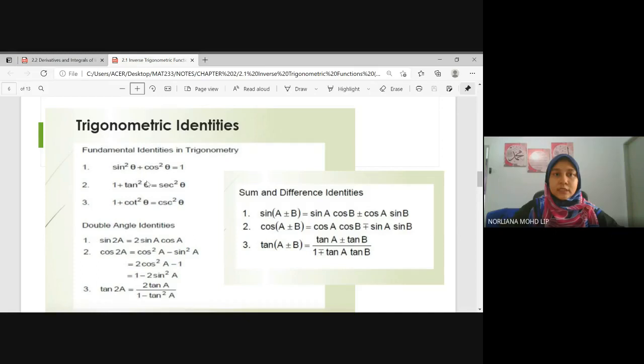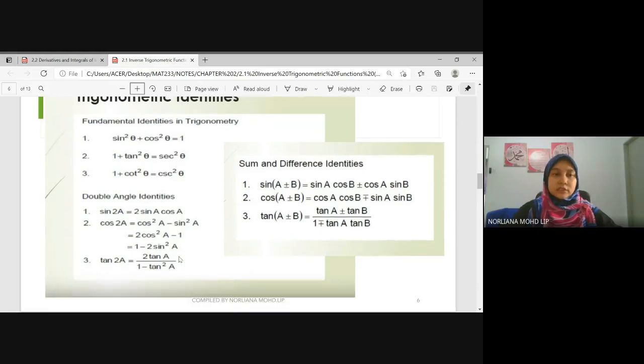Sine square theta plus cos square theta equal to 1. Number 2, 1 plus tangent square theta equal to secant square theta. And the third one, 1 plus cotangent square theta equal to cosecant square theta. Number 2, the double angle identities. Sine 2a equal to 2 sine a cos a. And cos 2a has 3 formulas. Number 3 is tangent 2a equal to 2 tangent a over 1 minus tangent square a.